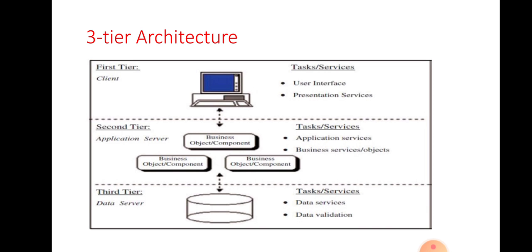From these drawbacks, we are going to develop another architecture called three-tier architecture, in which we provide a third layer in the middle of the first client and the data server, called the second layer or application service. So here the tasks are divided into three: the client tier containing user interface and presentation services, the second tier application server containing application service and business services, and the third tier data server providing data services and data validation rules.